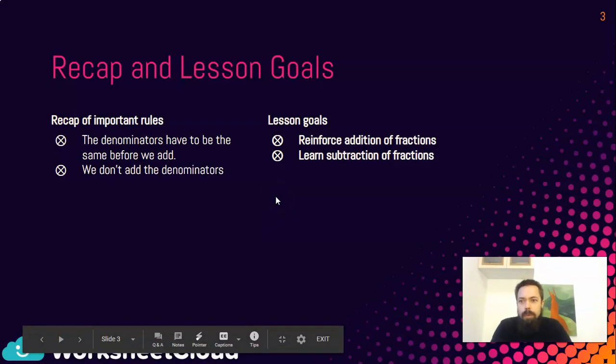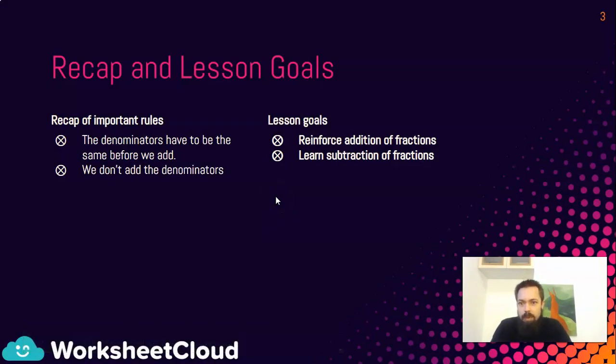So, recap of the important rules that we learned with addition, because we're going to use those again today. The denominators have to be the same before we can add. We use equivalent fractions to make them the same. Also, when we add, we don't add the denominators. The denominator stays the same. We looked at that in the last lesson.